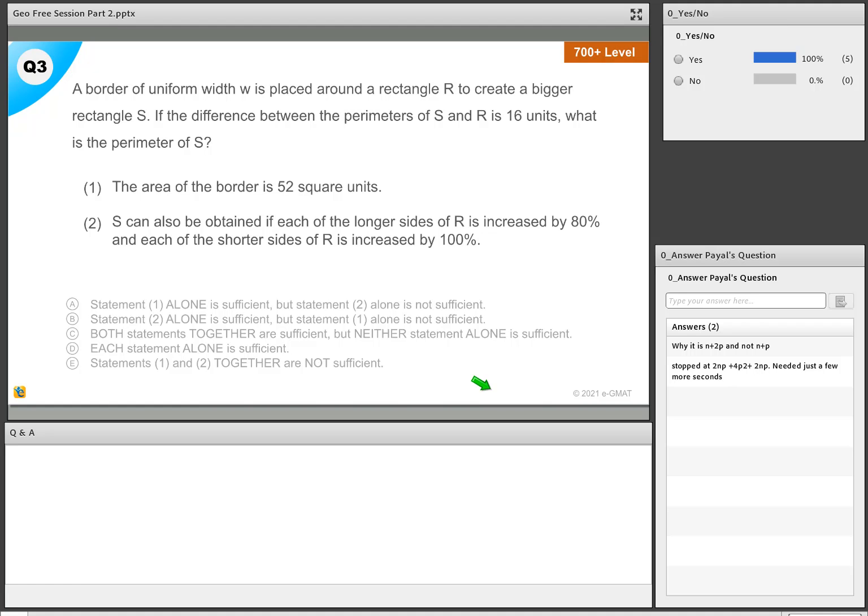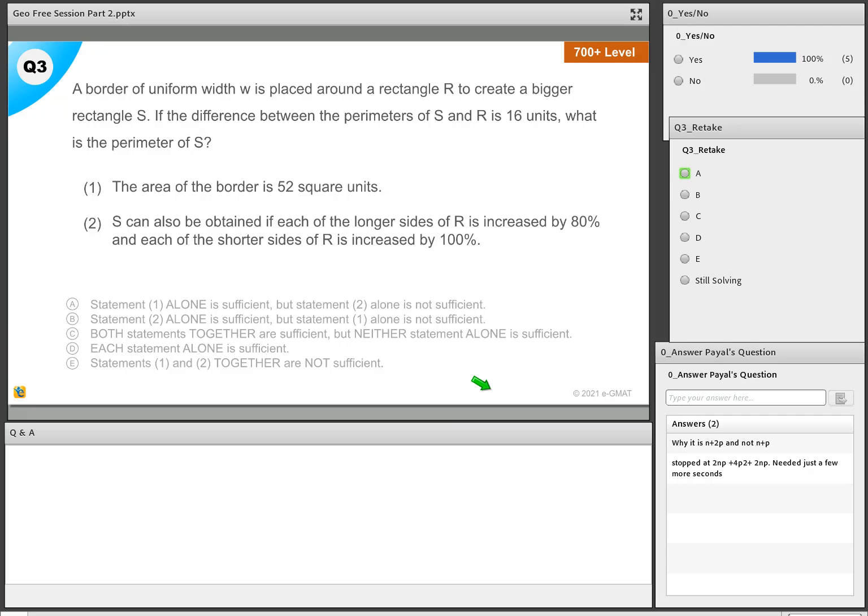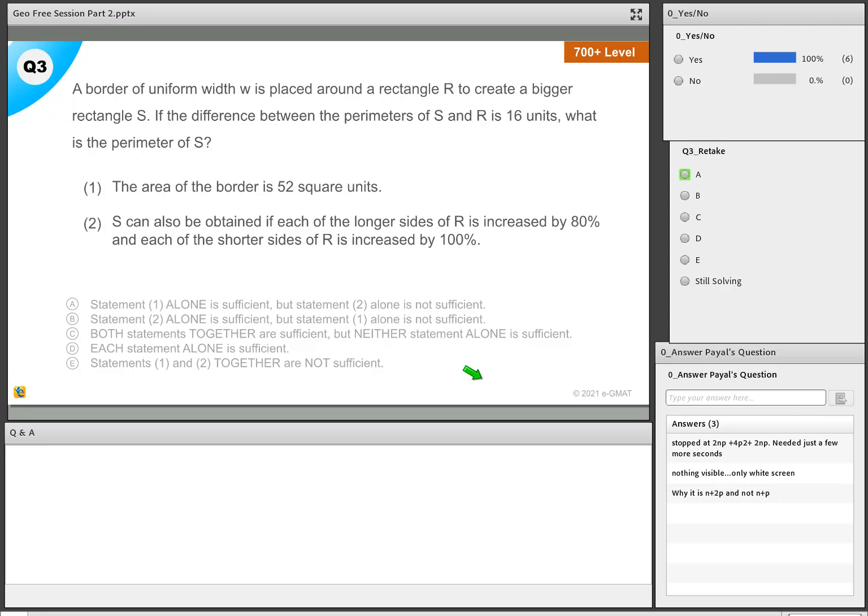I'm going to get you the poll for this one here. Where is my retake here? If you're asking a question about why it is n plus 2p and not n plus p, be sure to look at the calculations clearly. Okay, nothing visible. You guys should be able to see this, right? Can you all see the screen with the question? It's question number 3. Okay, good. All right, go ahead and solve this question.